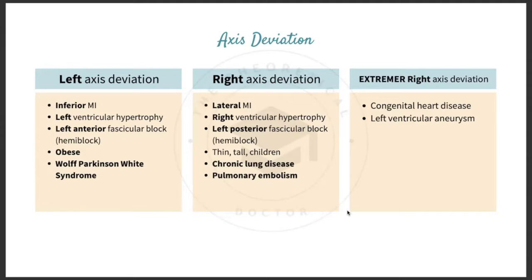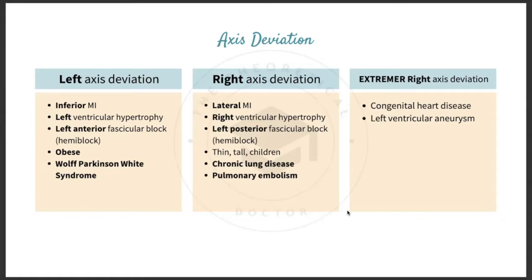Right axis deviation, it's caused by lateral myocardial infarction, right ventricular hypertrophy, left posterior fascicular block, a hemiblock. So left axis deviation, it's left anterior, and right axis would be left posterior. Tall, thin children, as opposed to the other one, which is in obese people, chronic lung disease, and pulmonary embolism. This is followed by the extreme right axis deviation, the other one.